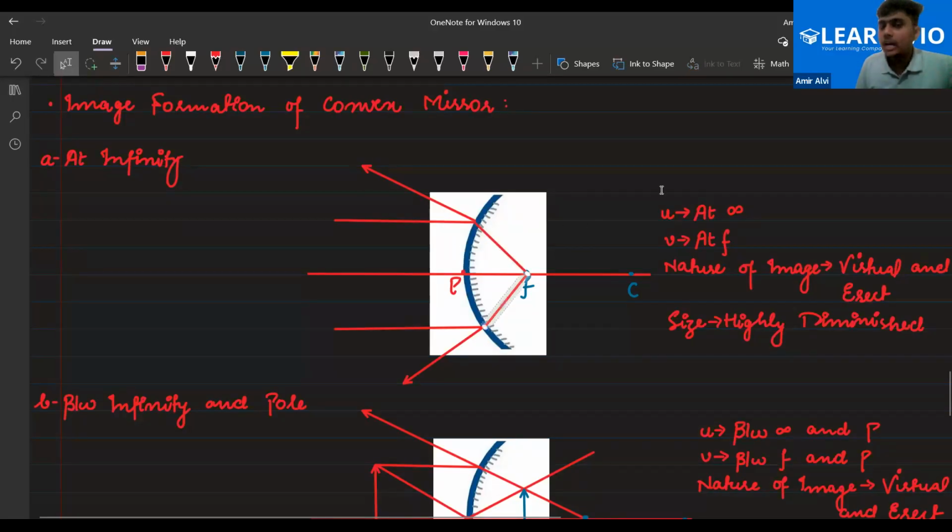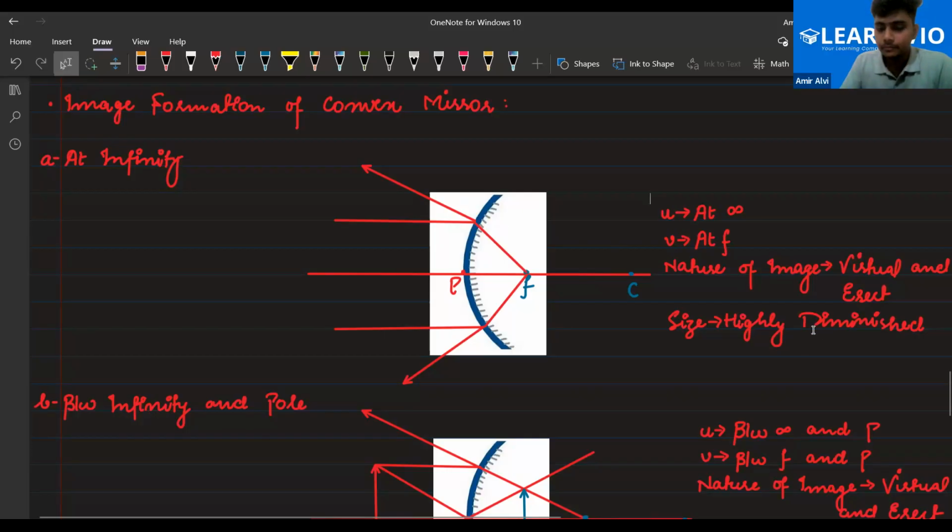So in mirrors as well as lenses, in all the cases when the object is at infinity, the image is formed at F. And over here, as I've told you, the convex mirror will always produce virtual images. So here the nature of the image would be virtual, erect and highly diminished.